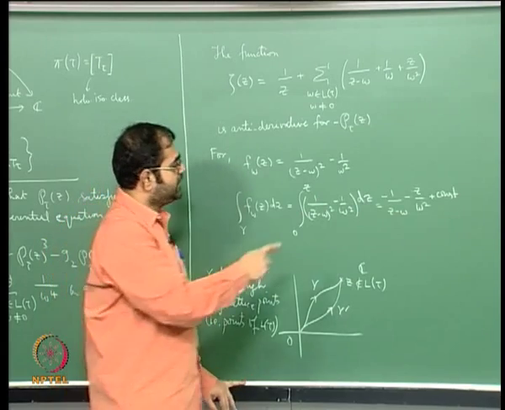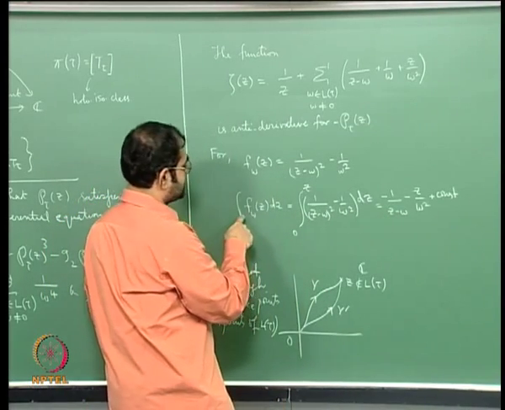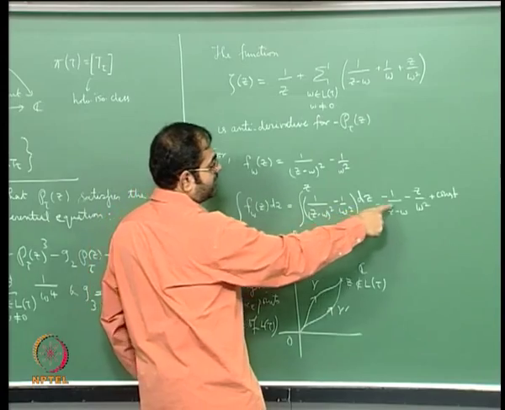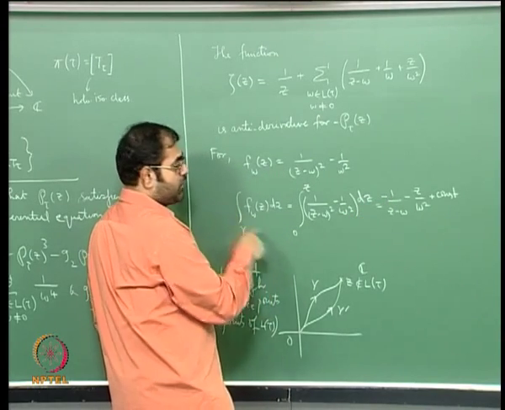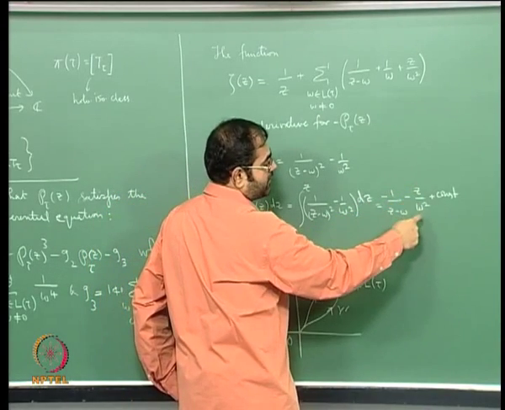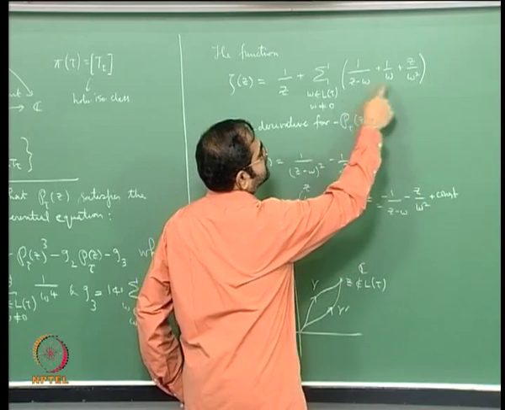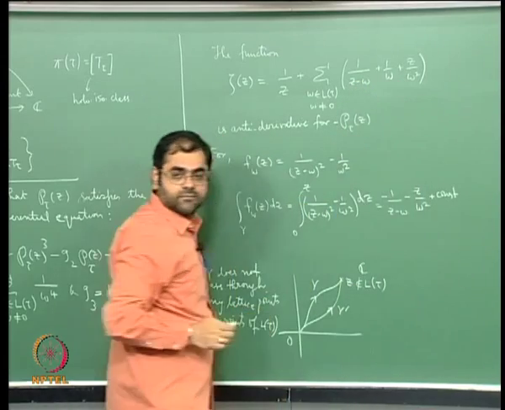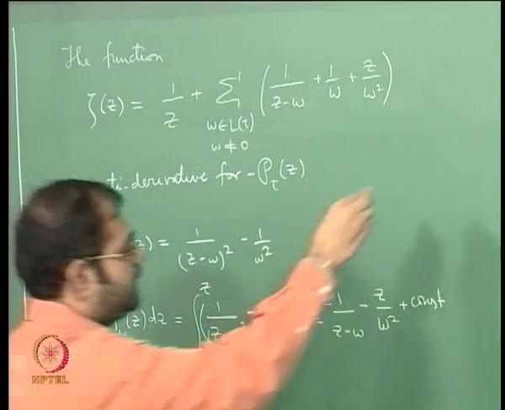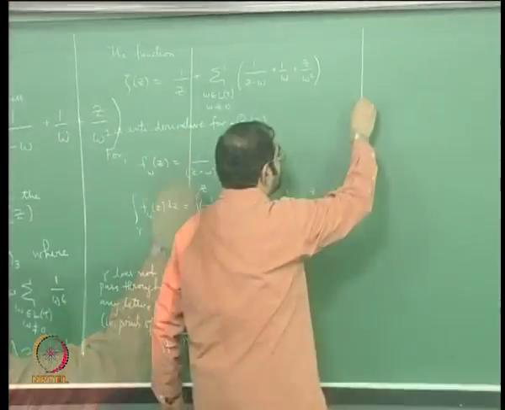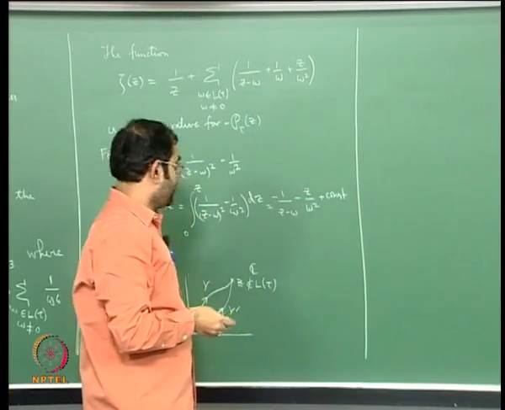So you can see that minus of this, which is 1 by z minus omega plus 1 by omega plus z by omega squared, is already these two terms here. Alright, now the only other thing is to worry about the summation.